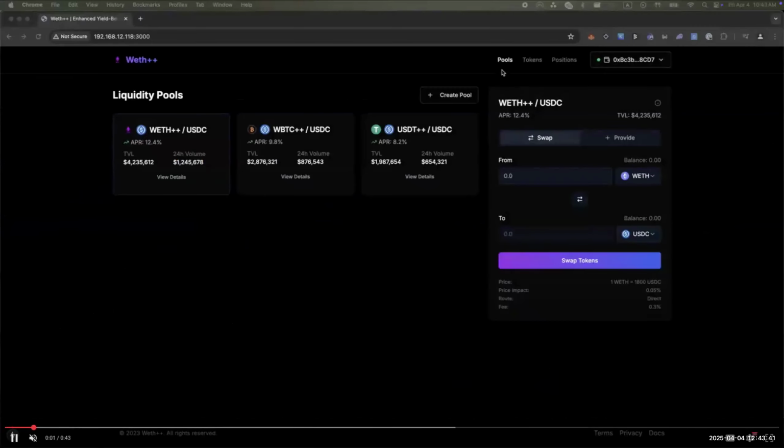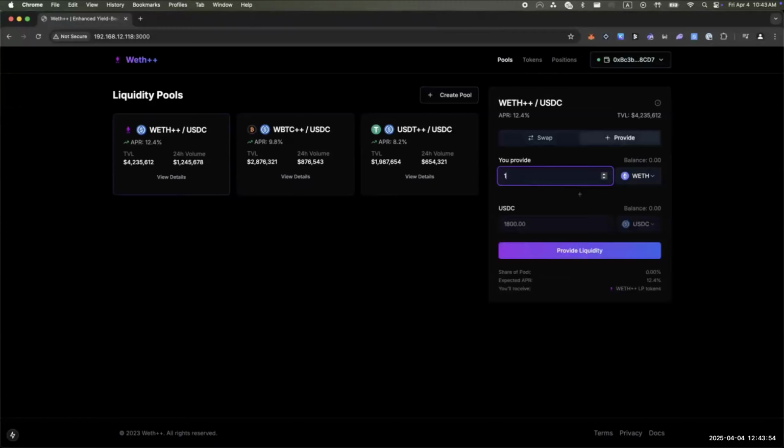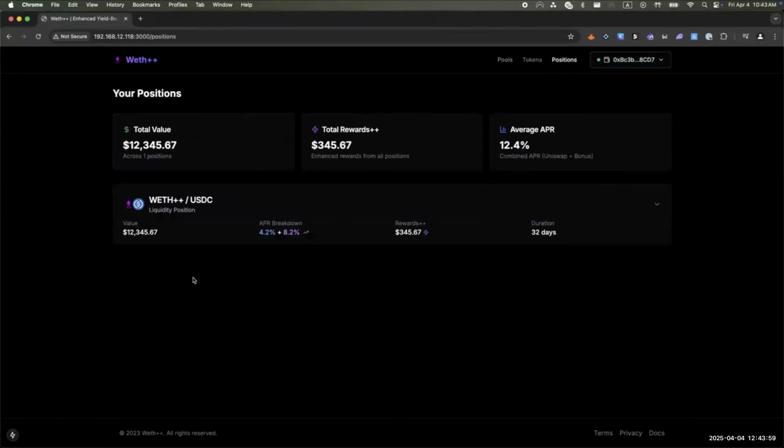So, this is a quick, 30-second walkthrough of the app. There's 3 pages: pools, tokens, positions. You can swap WETH, STETH, USDC, everything. And you can also provide liquidity. And when you provide liquidity, you only provide raw WETH or STETH. It does all the conversions for you, so you don't even see WETH++.